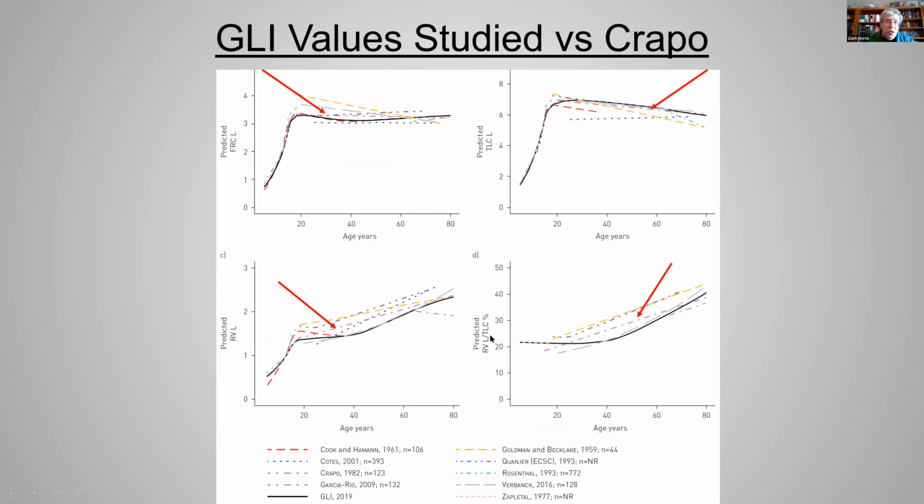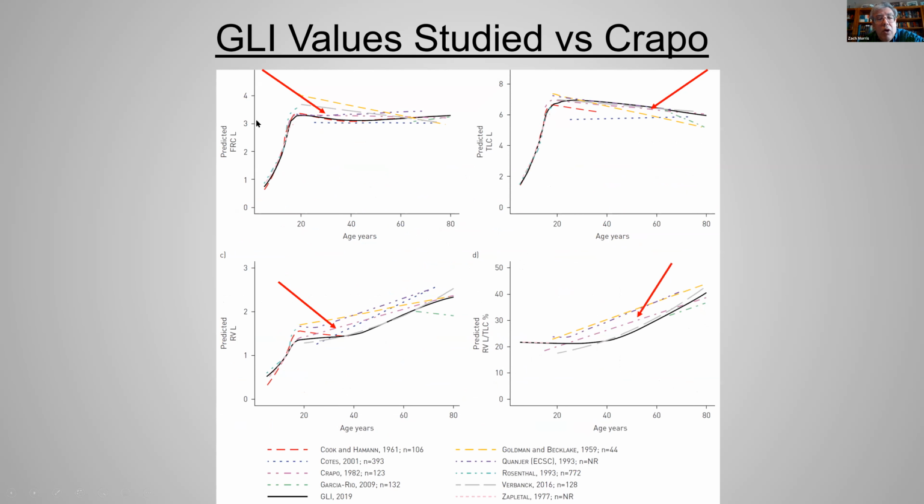Now the question is, well, how do these GLI predict this? Like I said, we're not using them right now. It's up to you guys if you ever want to adopt that. But, you know, I think if you do, you need to understand what you're doing here also. How do they fit is the question. How does GLI fit with what we're currently doing with CREPO?